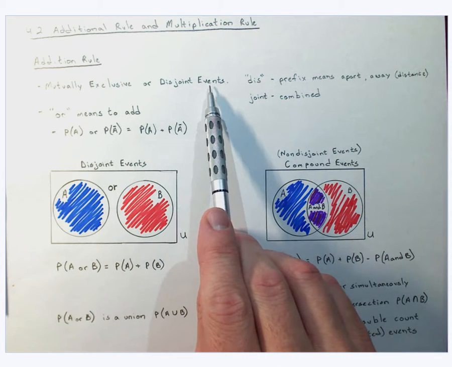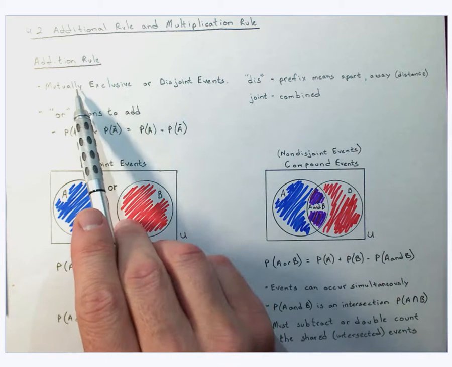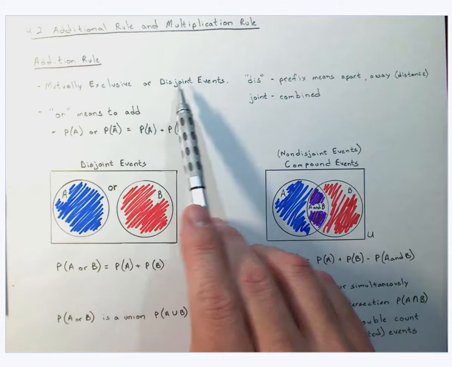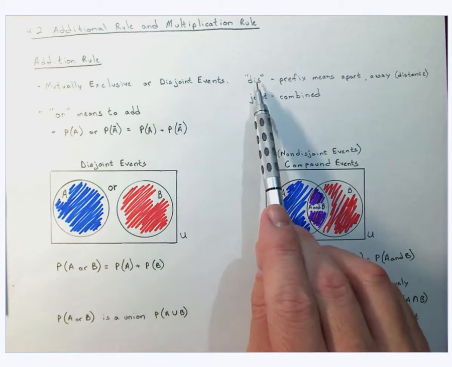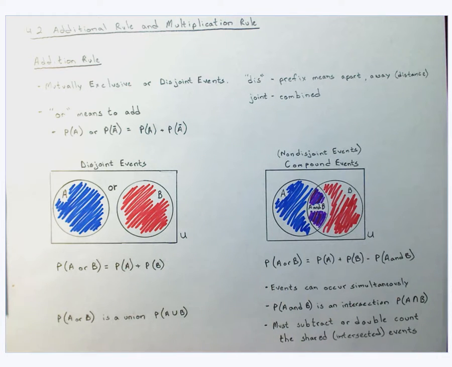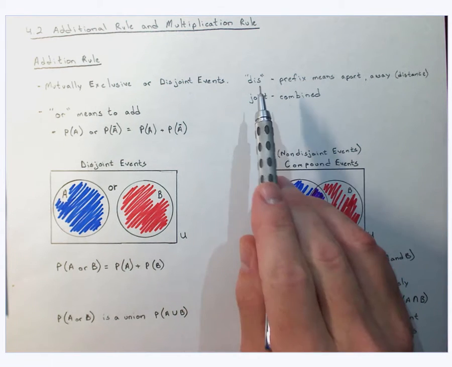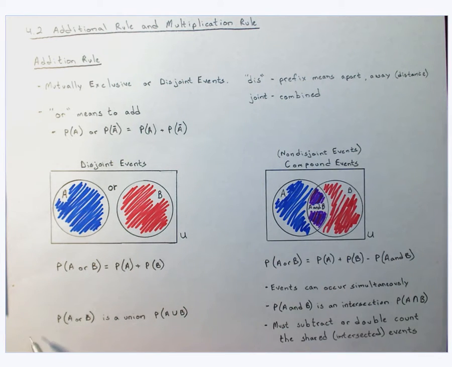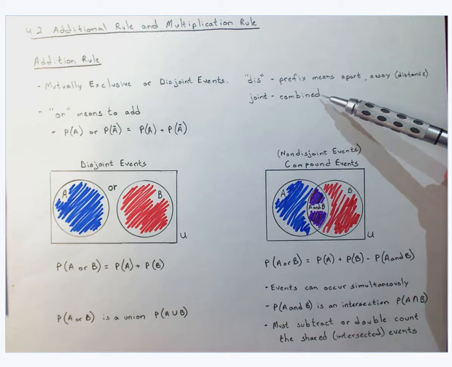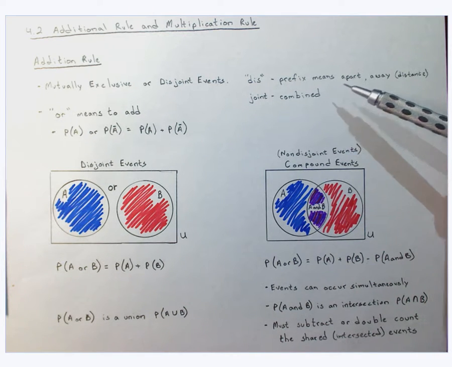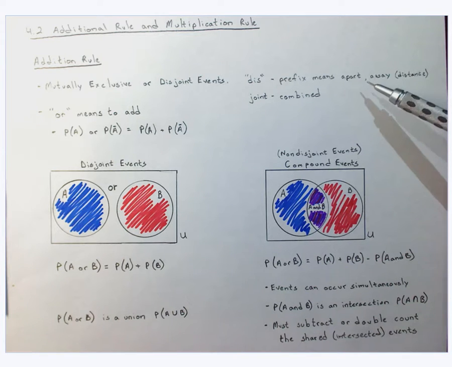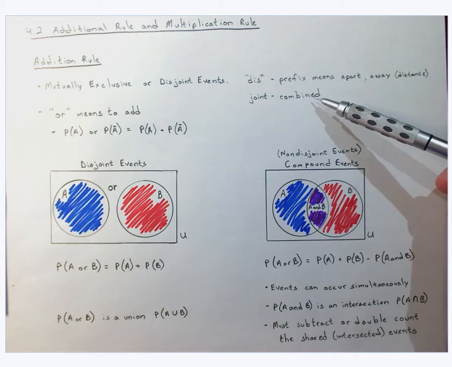Disjoint events is just another way to describe mutually exclusive, but you have to understand, here's the breakdown. Dis is a prefix that means apart, away from, there's a distance to it. Oftentimes we view the word dis as meaning not. Joint means combined. So we're looking at things that are not combined.